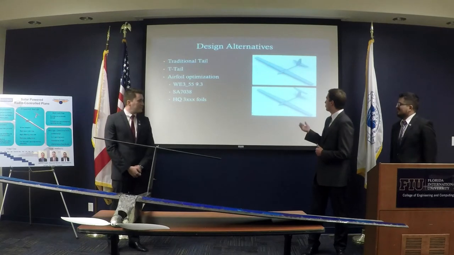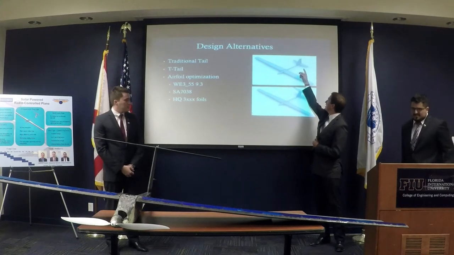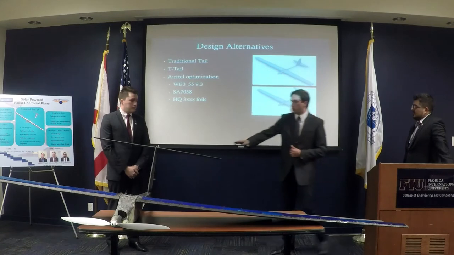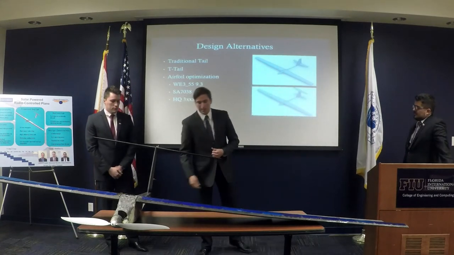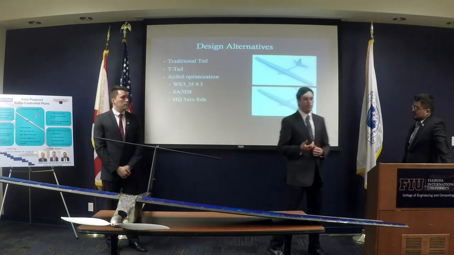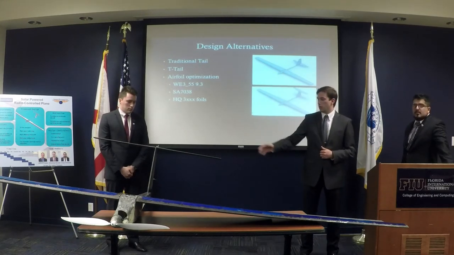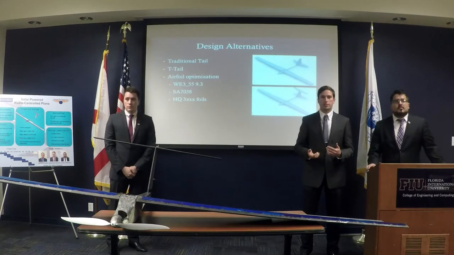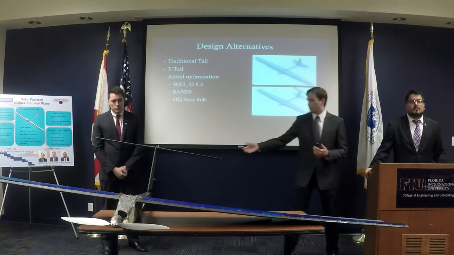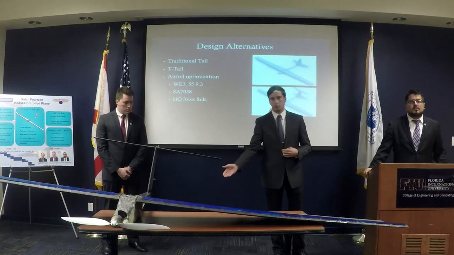We considered originally a traditional tail design, as shown here, where you have the horizontal stabilizer at the root. Some of the advantages to this design were that it was easier to build and it was a stronger design at the root, but when trying to land the plane, if you belly land it, there's a possibility of damaging the horizontal tail because it's coming into contact with the ground.